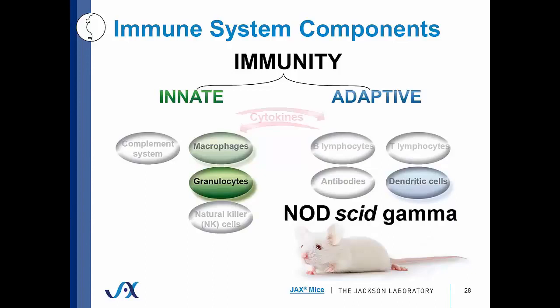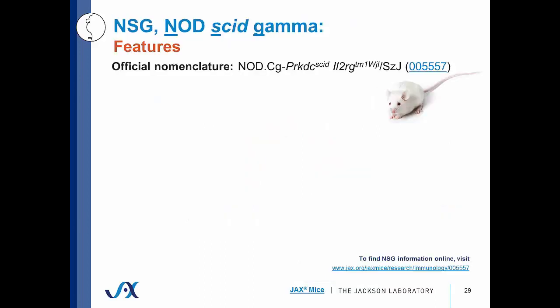Finally, when you add the gamma mutation to the NOD-SCID mouse, you get what's called an NSG, or NOD-SCID gamma mouse. Essentially, the gamma mutation is an IL-2 receptor gamma chain knockout that knocks out natural killer cell function. And so you can see this is a very highly immunodeficient mouse model.